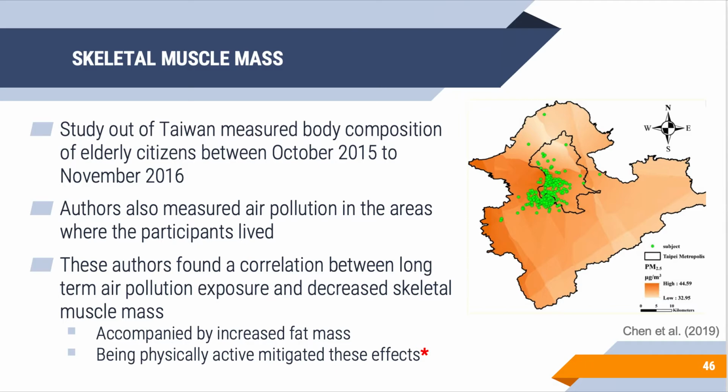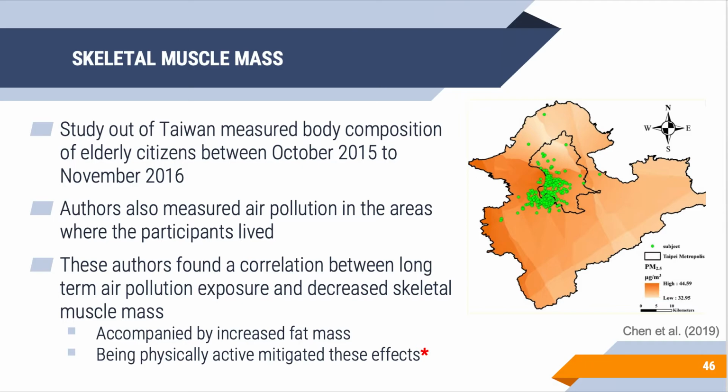What they found was a correlation between long-term air pollution exposure, so the higher the air pollution, the lower the skeletal muscle mass of these people living there. Of course, if they had a reduction in skeletal muscle mass, it was also accompanied by a concomitant increase in fat mass.